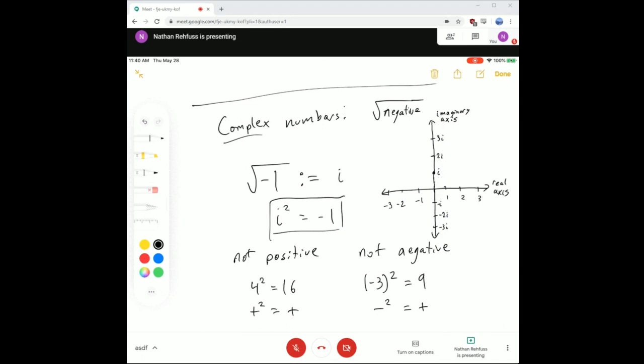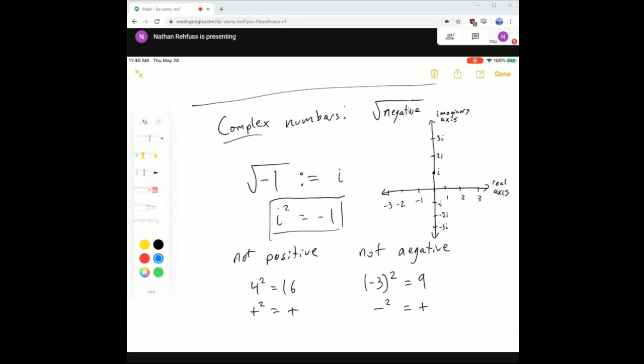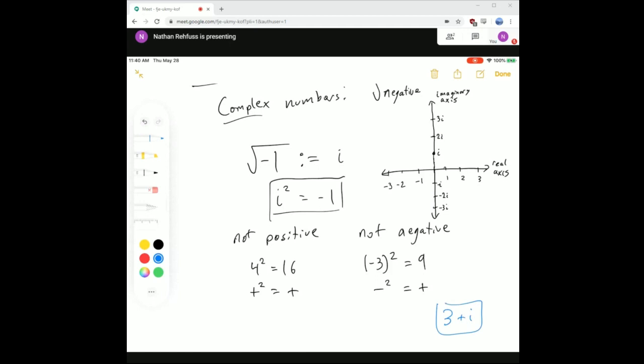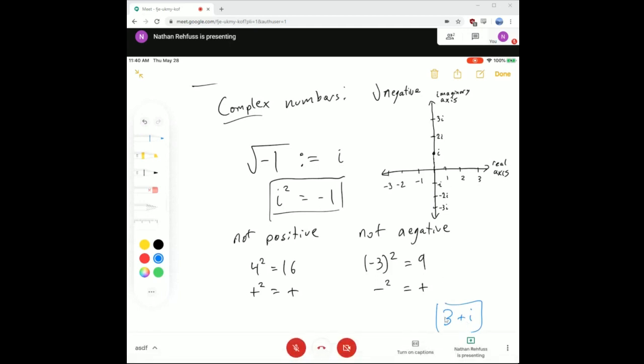So the question is, what am I going to do with a number like, I don't know, 3 plus i? This number could be saying, well, the 3 says we go 1, 2, 3 to the right in the real direction. The 3 is a real number, it goes here. And then i is an imaginary number, it goes up here. Well, look at it this way.